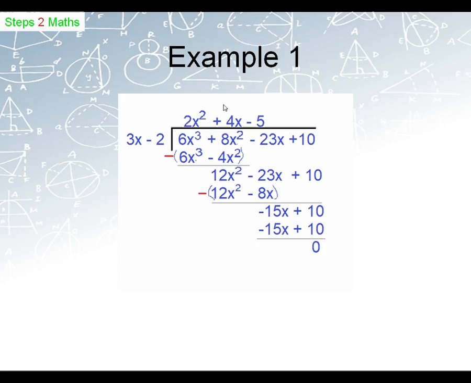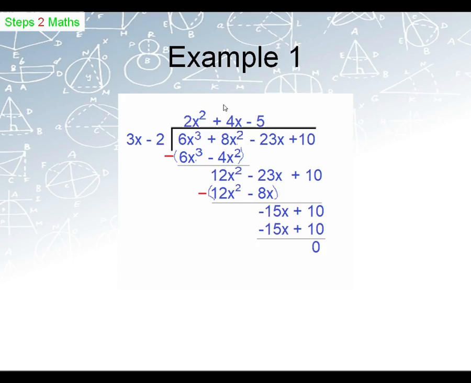So we ask ourselves the question, how many times does 3x go into 6x cubed? And the answer is 2x squared. 2x squared goes onto our answer row at the top and is then multiplied by our divisor. So we go 2x squared multiplied by 3x minus 2 gives us 6x cubed minus 4x squared. And I've put that in brackets there, and we're going to subtract that to find our remainder.